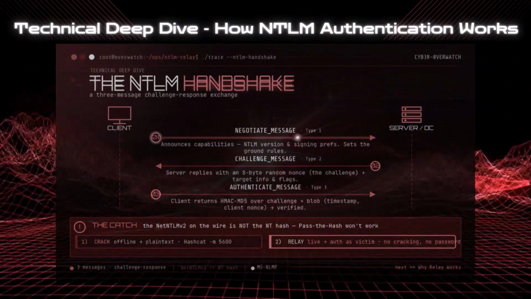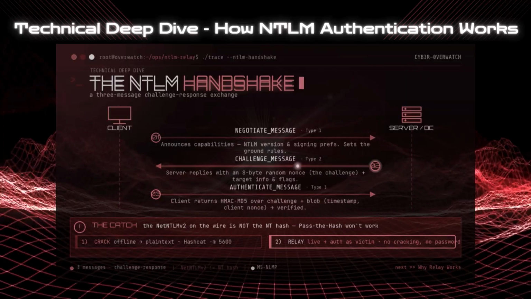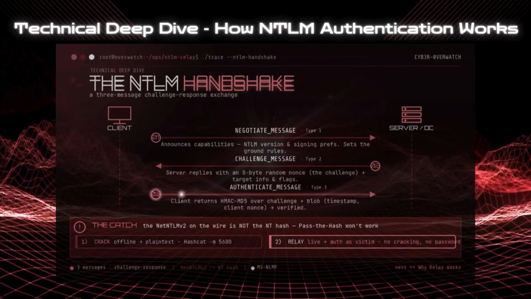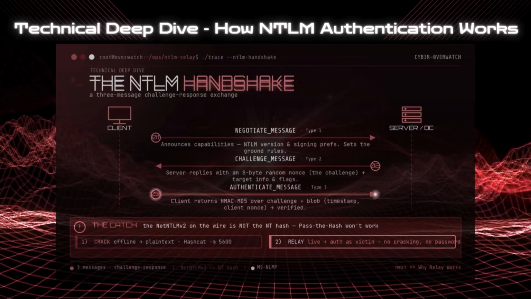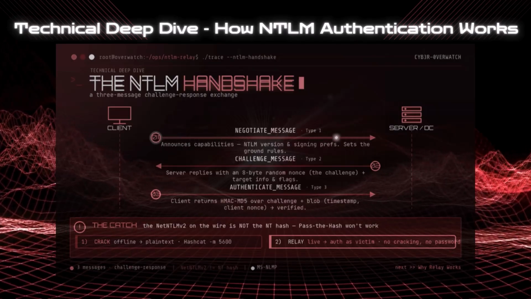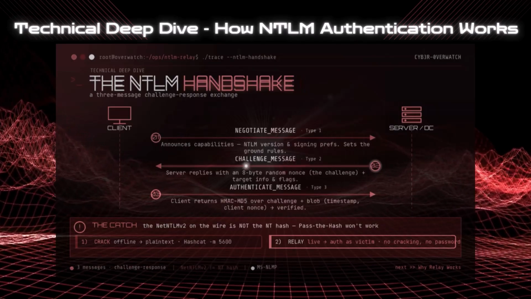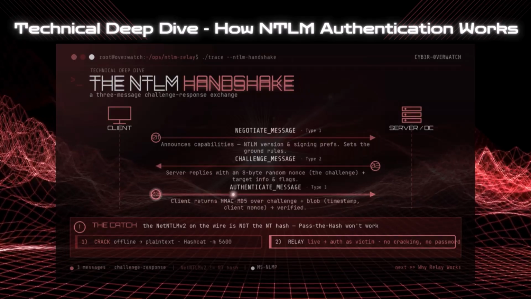Now let's get into the weeds a little. Before I explain the attack, let me explain what actually is happening when a Windows machine authenticates over NTLM. Understanding this is essential to understanding why the attack works. NTLM is a 3-message exchange. Step 1, negotiate. Type 1.